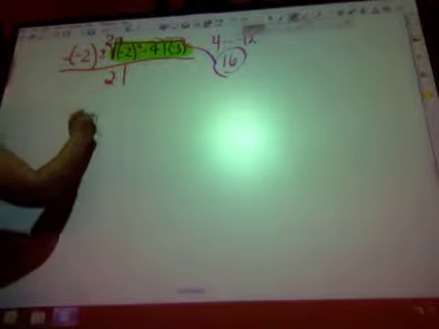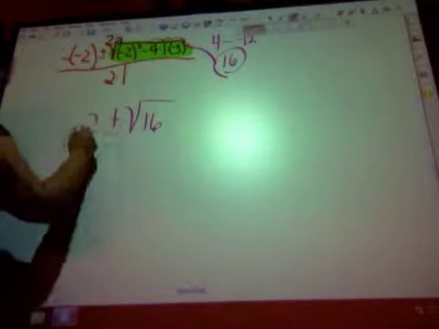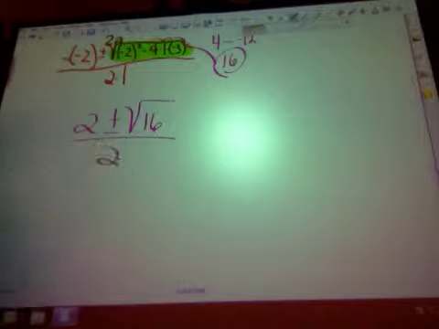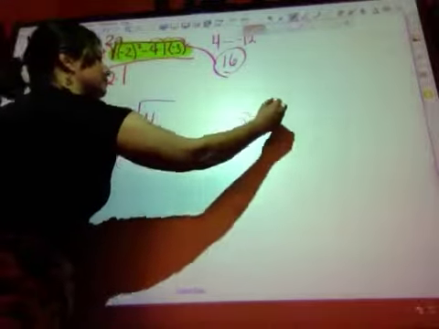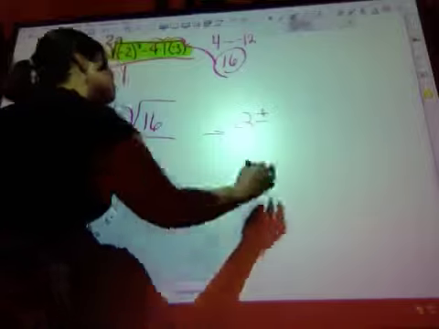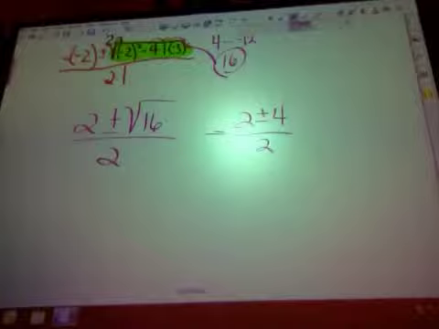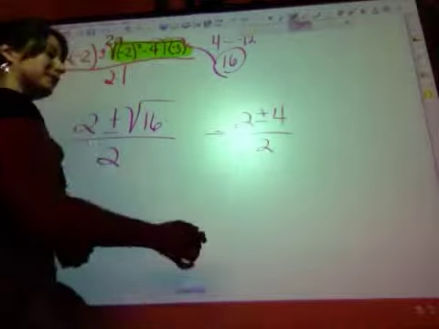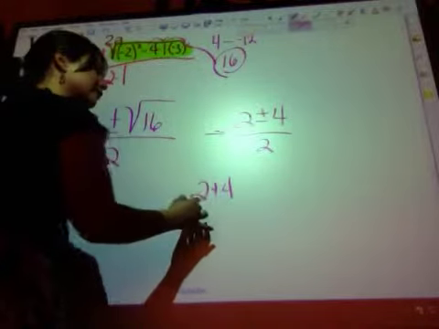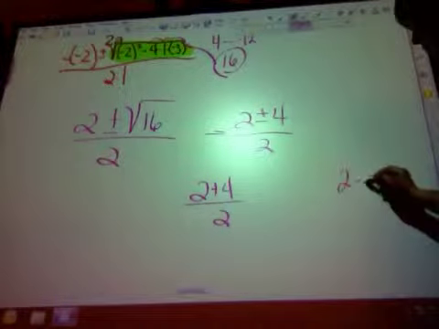The opposite of negative 2 is 2. And then we have plus or minus the square root of 16 all over 2 times 1, which is 2. Next we do the square root of 16, which is 4. So we have 2 plus or minus 4 all over 2. To figure out our x-intercepts, we have to break this apart. So this plus or minus right here just means we're going to do two different equations. One of them will be 2 plus 4 divided by 2. The other one will be 2 minus 4 divided by 2.